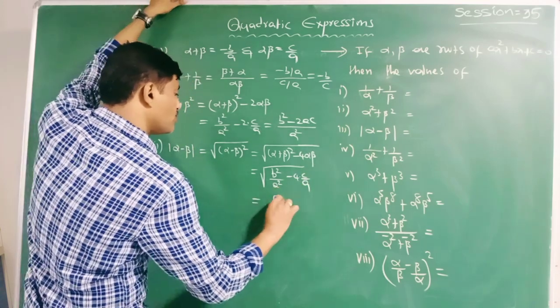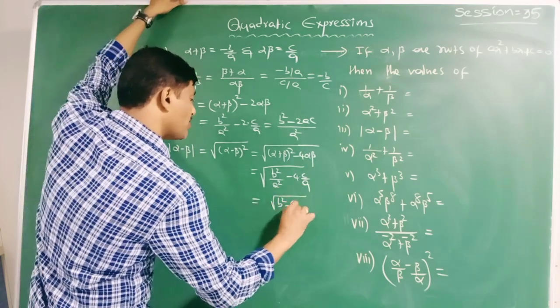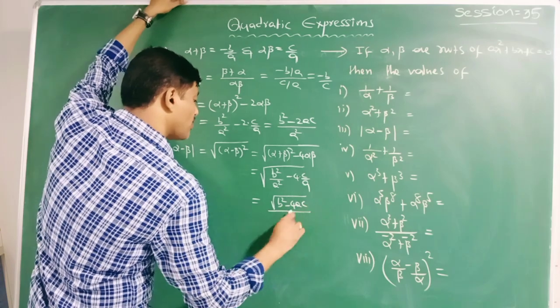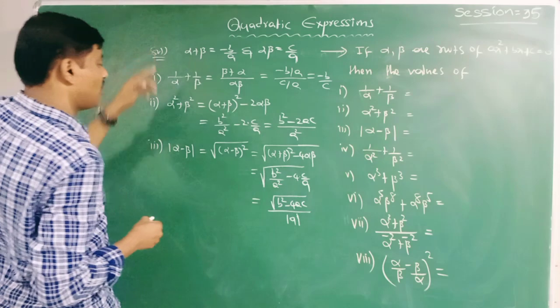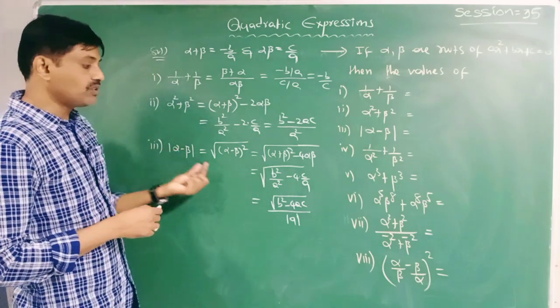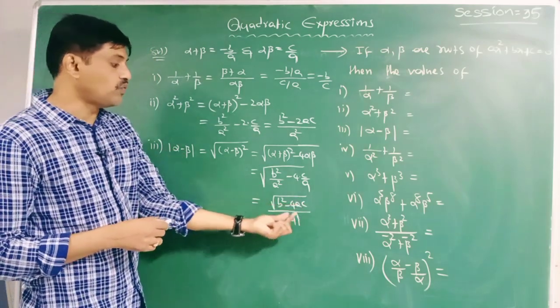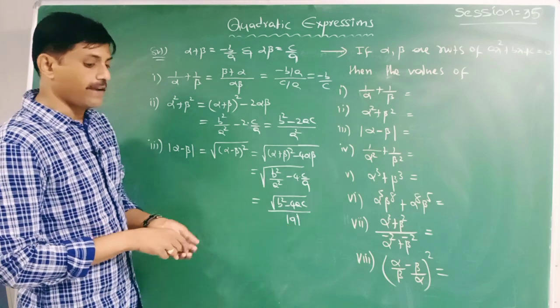Therefore this is root over b square minus 4ac by a square as the LCM, that is mod a. This is the value of the difference between the roots: root over b square minus 4ac by mod a.